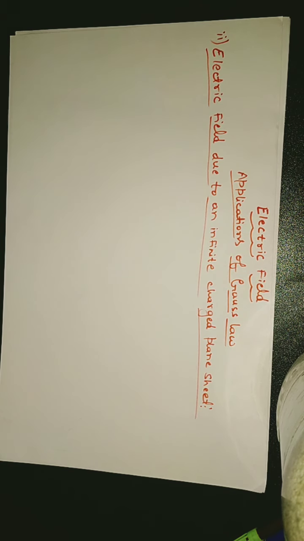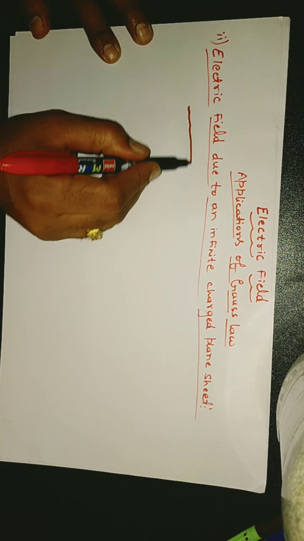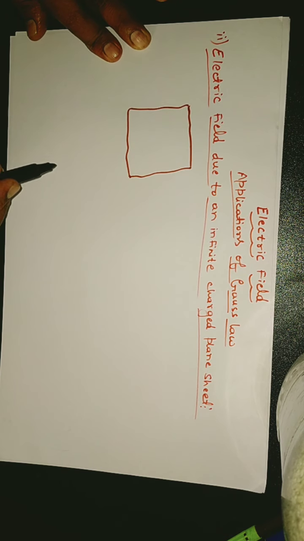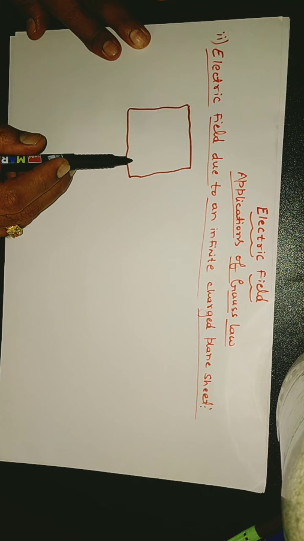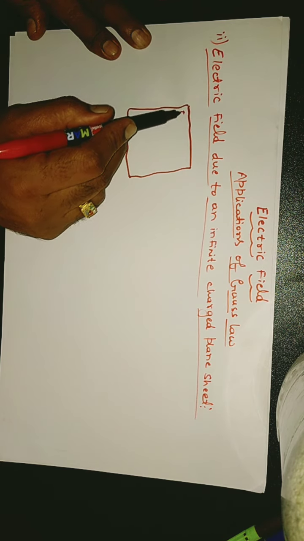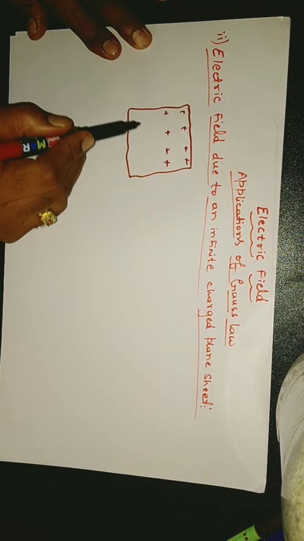So, in this discussion, again we will consider a plane sheet which is positively charged like this. I will think of a plane sheet like this. This is called an infinite sheet because its thickness is very small compared to its area of cross section. So, let us say it's a positively charged plane sheet. It is positively charged on both sides.